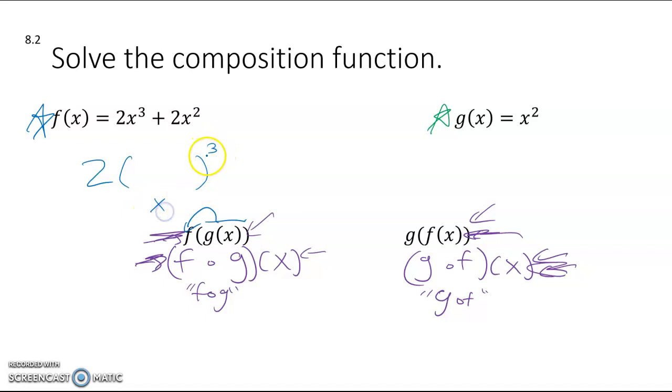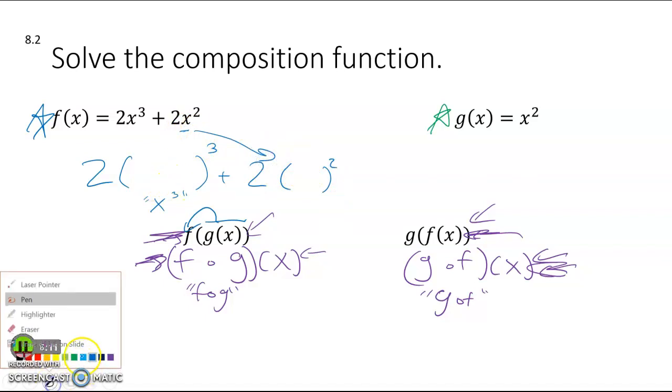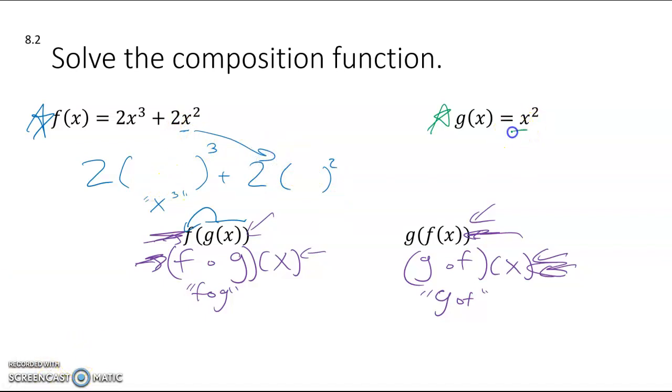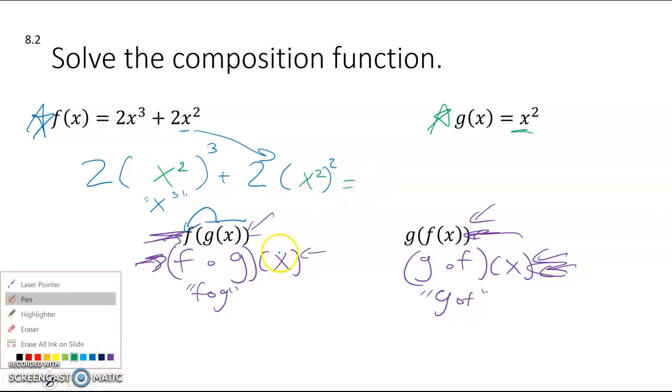So again, this is basically representing my x cubed here, plus 2 squared, again, because I'm basically representing this x squared like this. And again, on the inside here, I'm going to plug in my equation for g of x here. So I'm going to go ahead and just plug in the x squared. All right. And then simplifying it out, I'm going to use the purple.